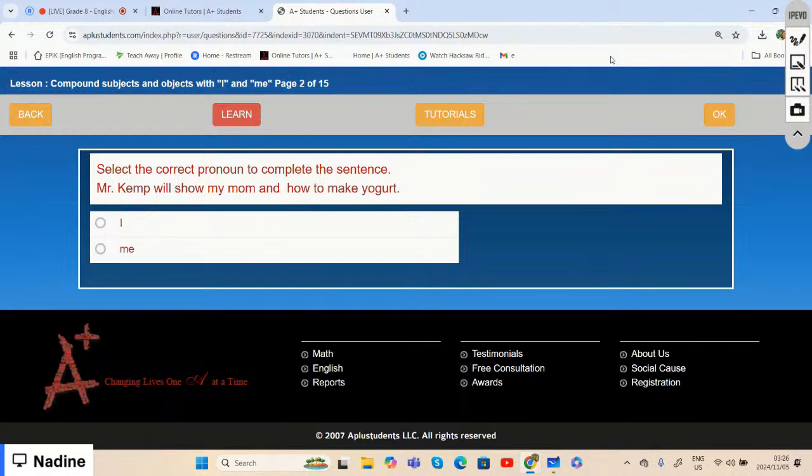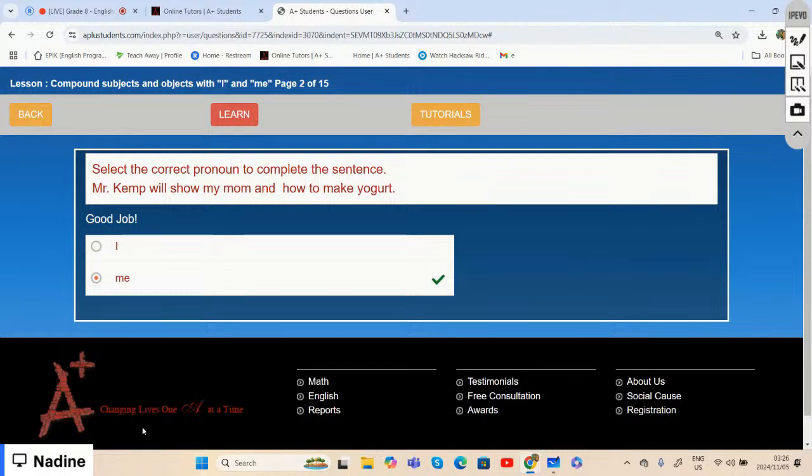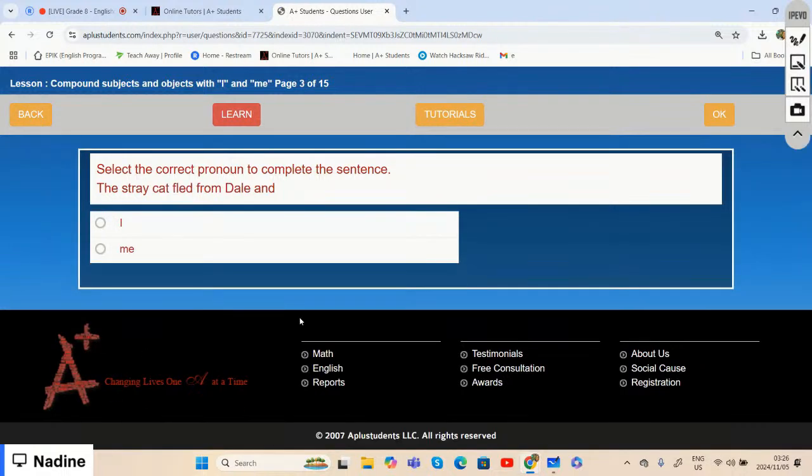And if we were to choose the correct option, they will go with me. Mr. Kim will show my mom and me how to make yogurt. Yes, well done. Option two is correct. Well done. It says the stray cat fled from Dale and I, or from Dale and me. Which one is correct?